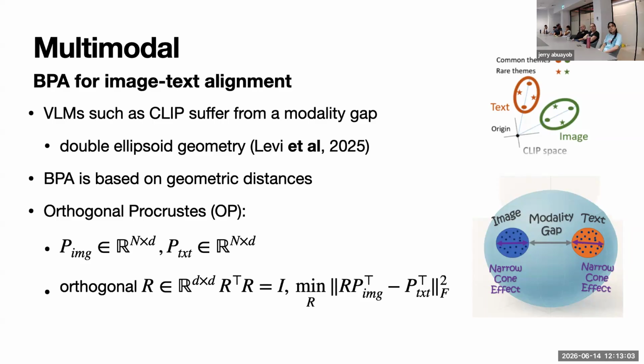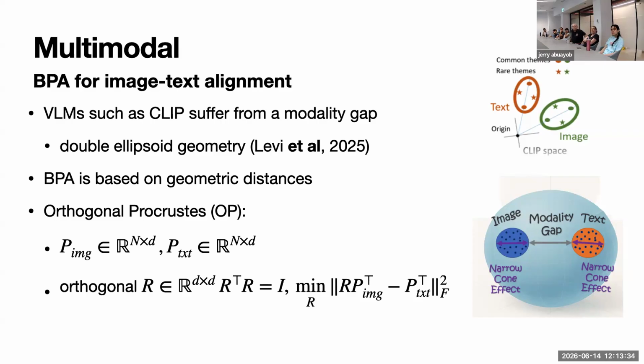For those of you who don't know, there's a modality gap in the CLIP embedding space. Even though CLIP is trained to semantically align the image with the relevant text, as you can see on the right-hand side, there's a big modality gap in the same embedding space. The text is clustered on one side, and the image embeddings are clustered on the other side. This is known as the double ellipsoid geometry.